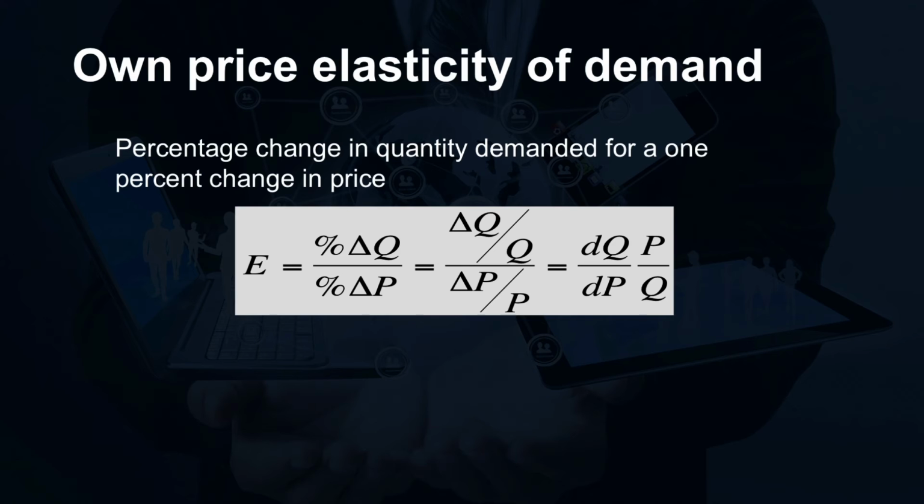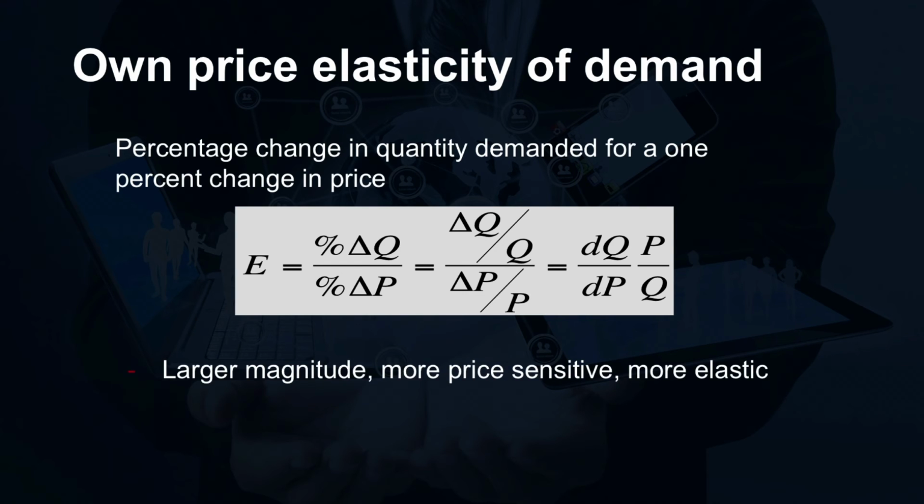We refer to this as the own price elasticity of demand. If the price of my own good, the good that I'm considering, increases by 1%, how much will the quantity demanded in that good change? For the number that comes out of this expression, the larger the magnitude, the more elastic it is, or we say the more price sensitive it is. Specifically, if the absolute value of the elasticity of demand is greater than 1, it is elastic. If it is less than 1, it is inelastic.